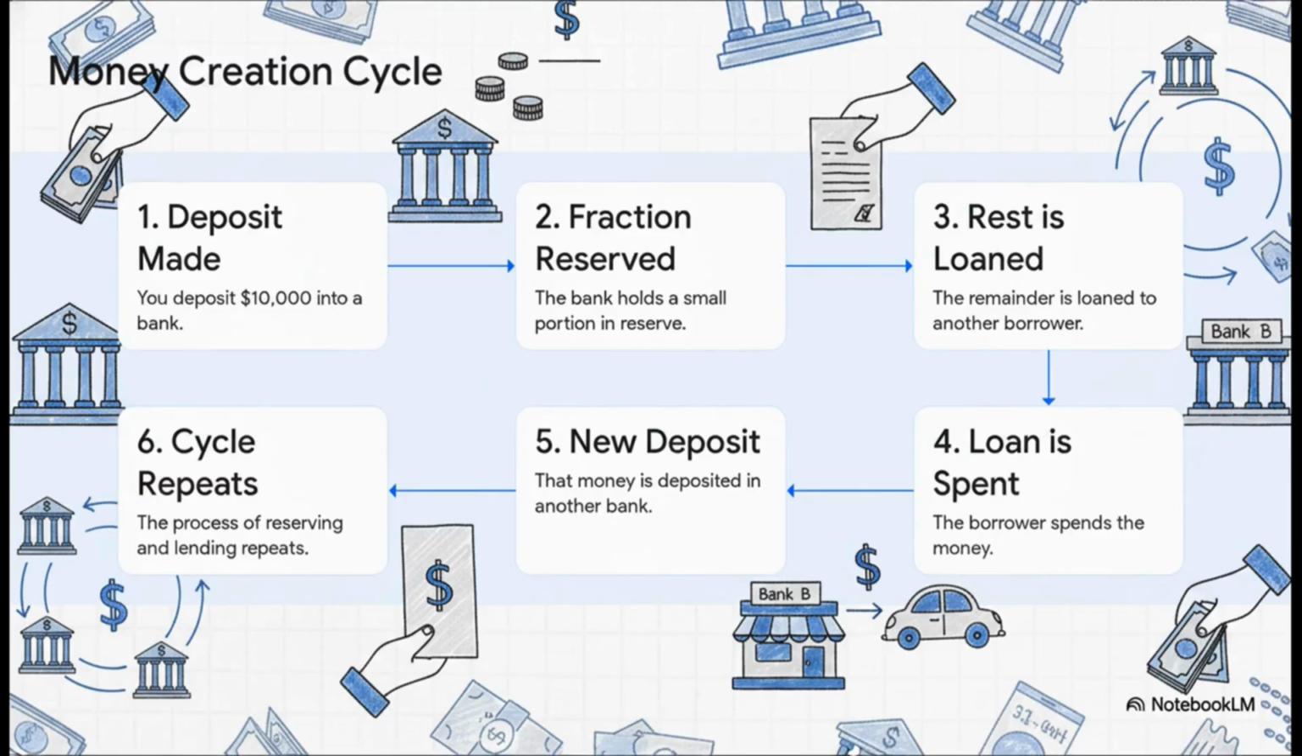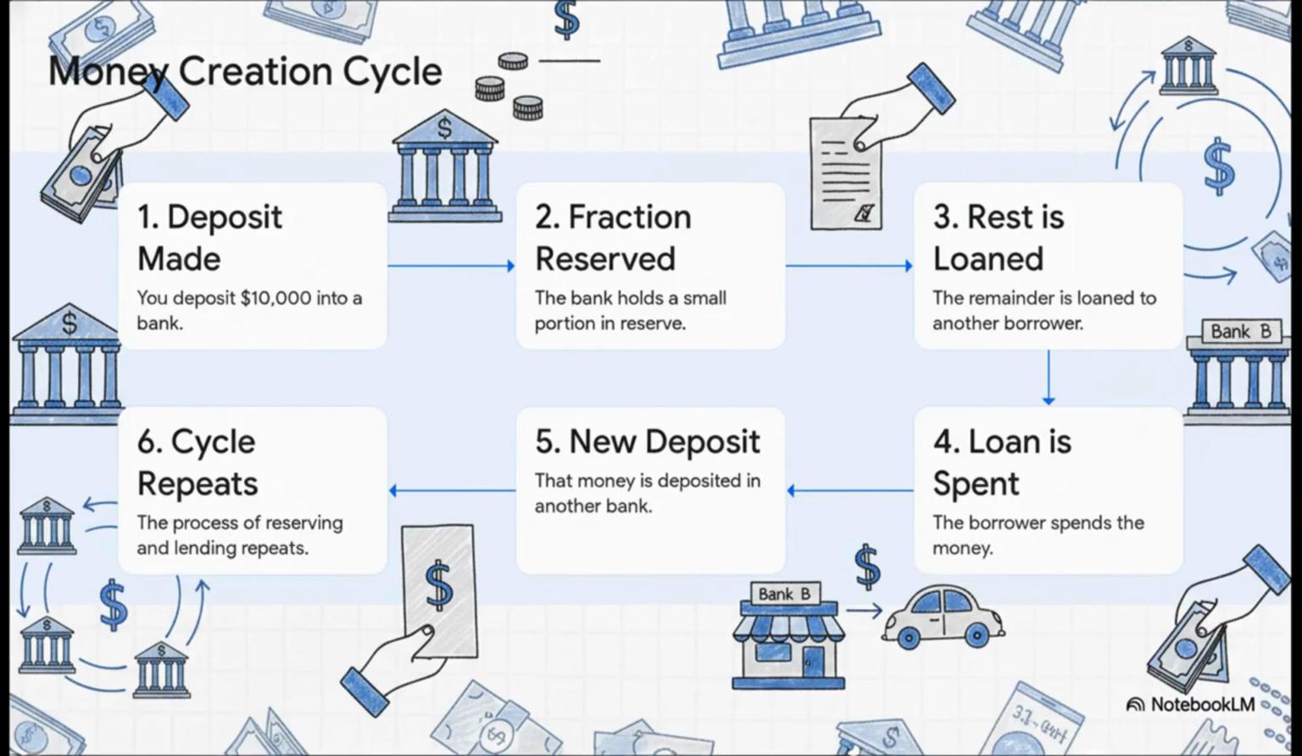Step 3, now it has $9,000 of what are called excess reserves that it can lend out. So it makes a $9,000 loan to a local business owner. Step 4, that business owner doesn't just stuff the cash under a mattress, they spend it, maybe buying some new equipment. Step 5, the person who sold the equipment now has that $9,000 and they deposit it into their account at Bank B.